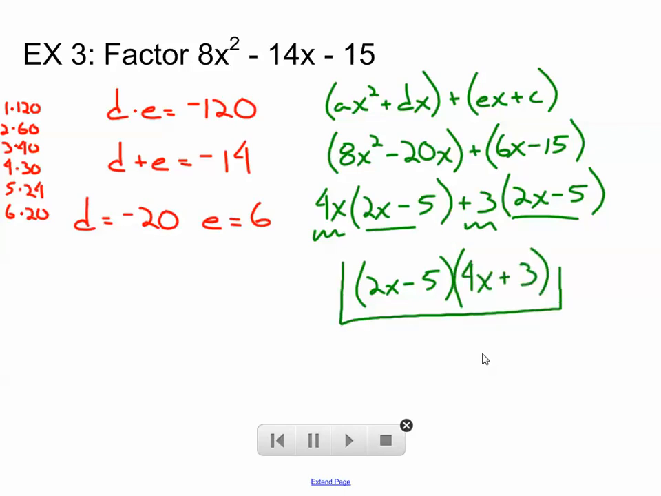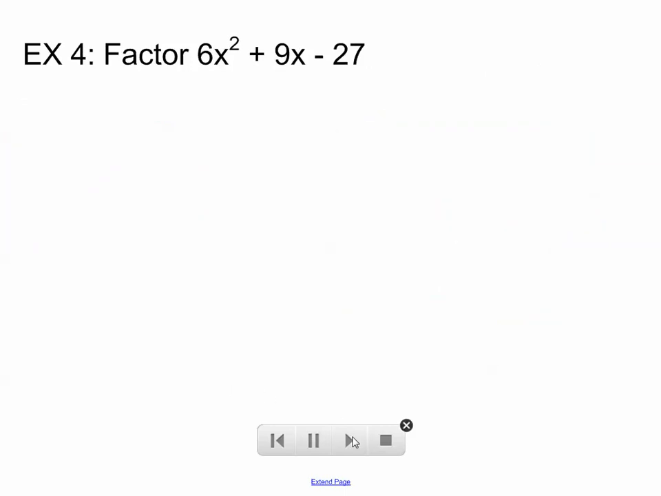One thing to keep in mind, too, is that not all trinomials are factorable. If you're having trouble, maybe it's because the trinomial you're trying to factor is not factorable. You can always check the discriminant. If the discriminant is a perfect square, it's factorable. If it's not a perfect square, it's not factorable. Let's do one more before we get you guys trying it.